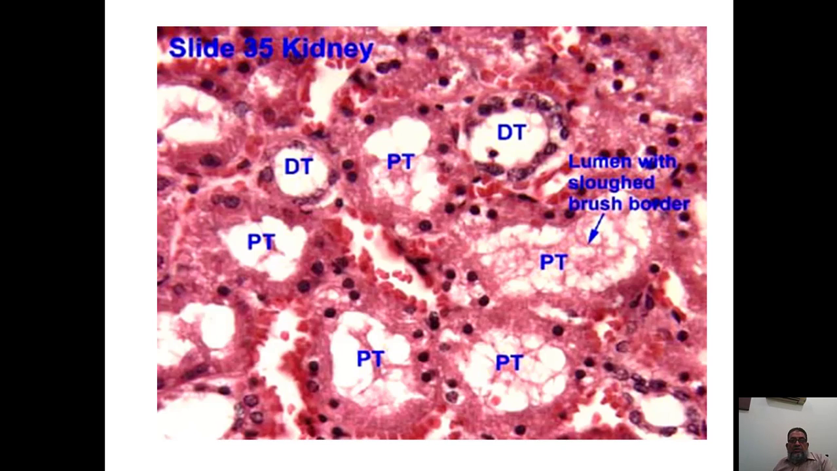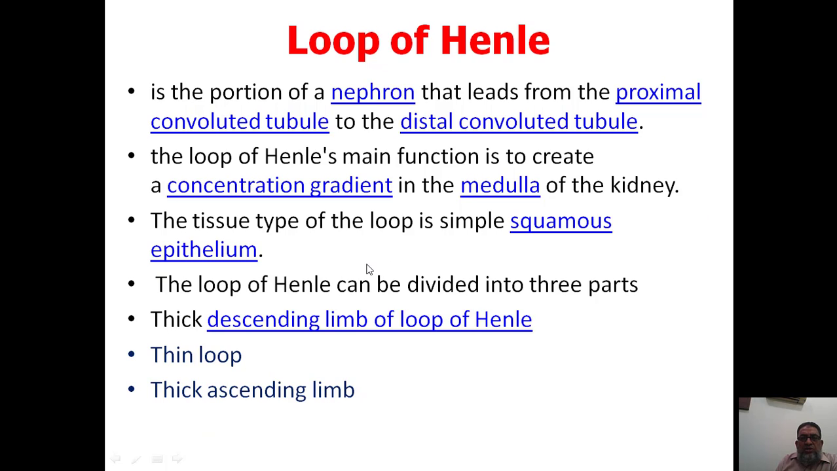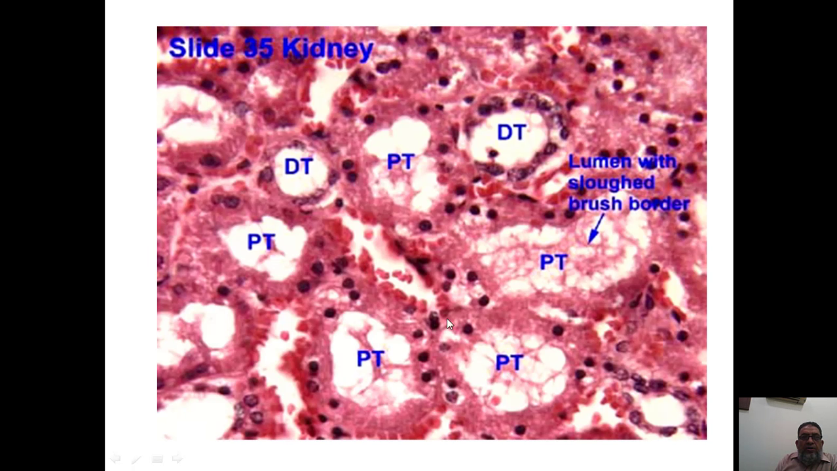Now this is an H&E stain under high power to differentiate the proximal and distal convoluted tubule. Look at the proximal tubule. The nuclei are not so prominent, but the lumen has full of microvilli, whereas in the distal convoluted tubule it is relatively less, and the nuclei are more prominent. So this is the picture diagram of a proximal and distal convoluted tubule.